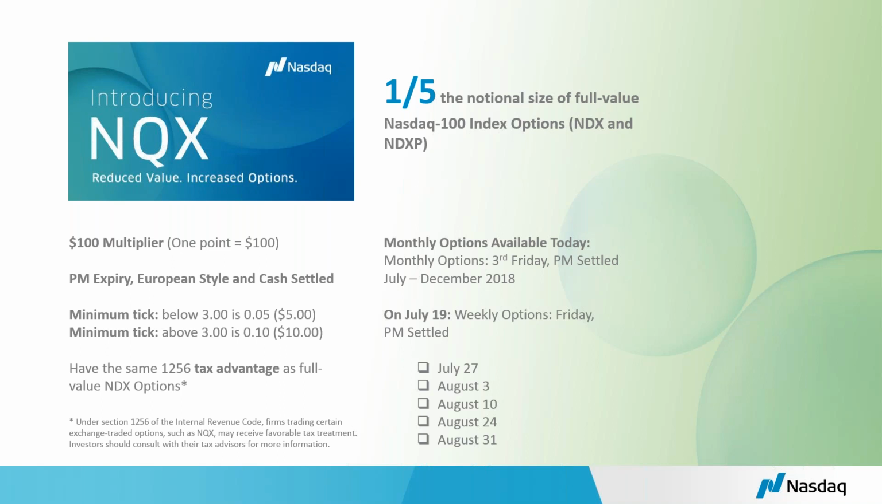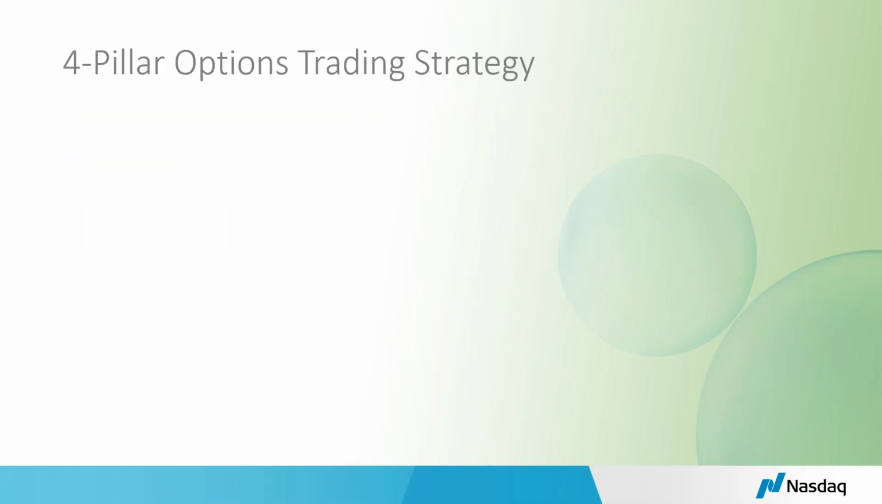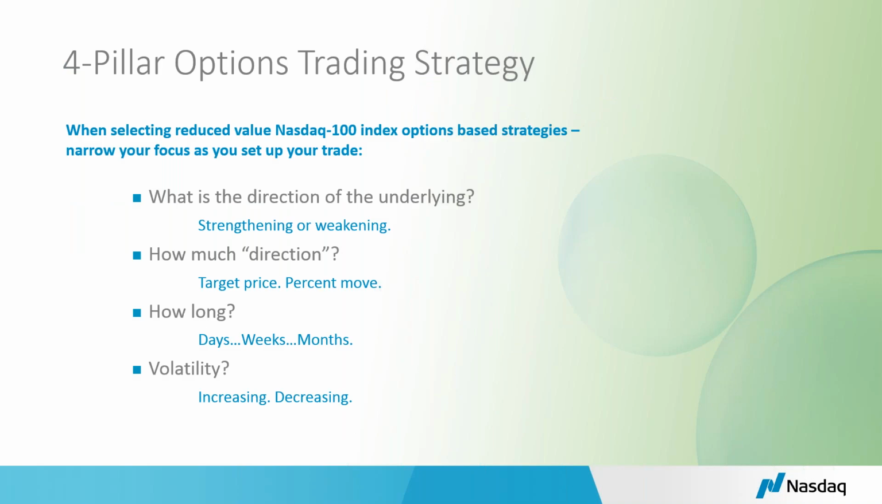So let's dive into a trading strategy to try and put together maybe some commonality with your approach for options trading, as it results in different ideas for trade setups. And with regard to any trading strategy that we have, when we look at things, we come to a conclusion that there are 4 pillars to any options trading strategy. First is, what's your view on the direction of the underlying? Do you think the index will strengthen or weaken? How much of a direction do you think will take place? Do you have a target price in mind? Or do you have a percent move that's in mind?